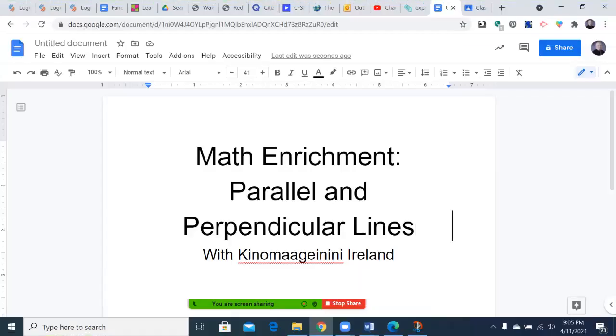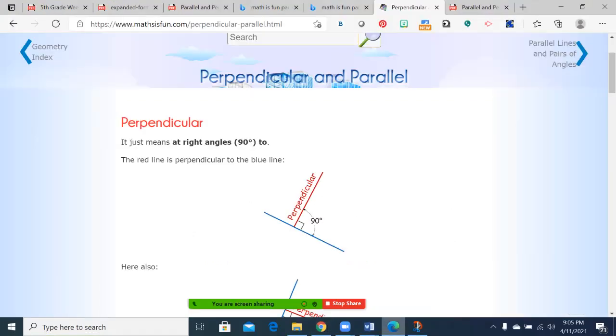Today's episode: parallel and perpendicular lines. We'll begin today at Math is Fun, their section on parallel and perpendicular lines.